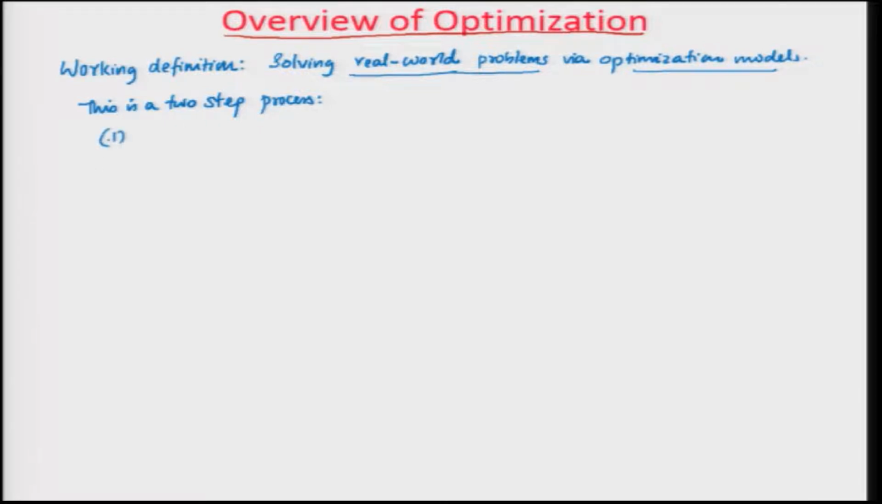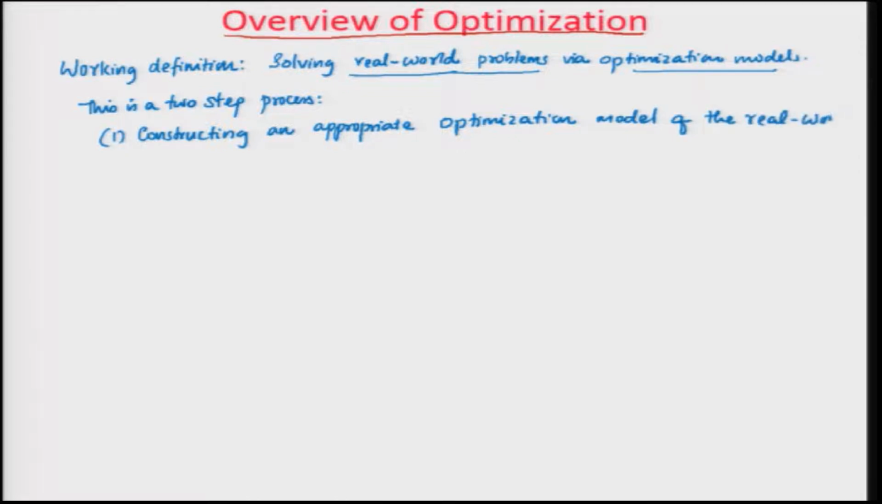Number one, the first step is constructing an appropriate optimization model of the real world problem. Appropriate means the model that is relevant. The appropriateness can also be thought of as the relevance to the real world problem.